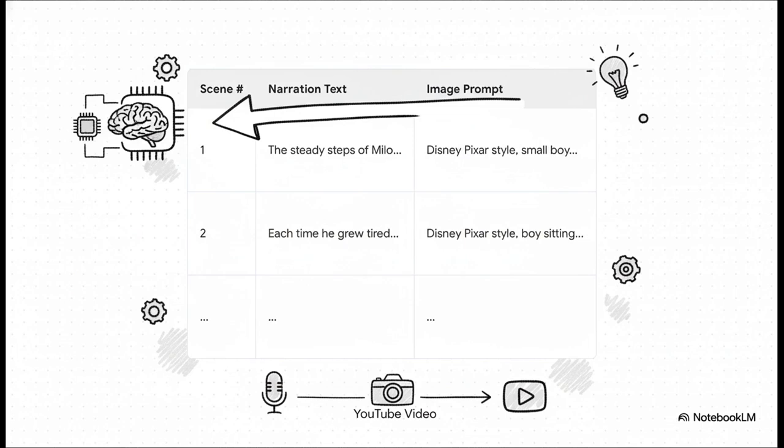Using ChatGPT, you don't generate a big block of text. Instead, you get it to create this precise 3-column table. You've got your scene number, the narration text for the voiceover, and the matching image prompt. This structured data is the absolute key. It's what lets all our other automation tools talk to each other seamlessly.